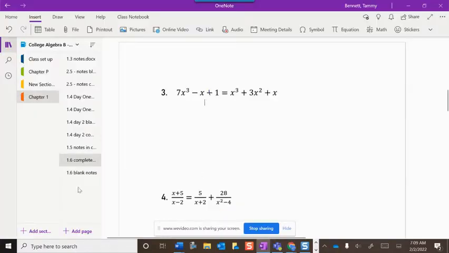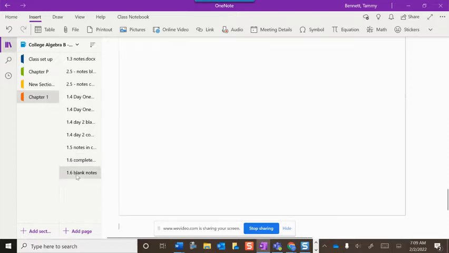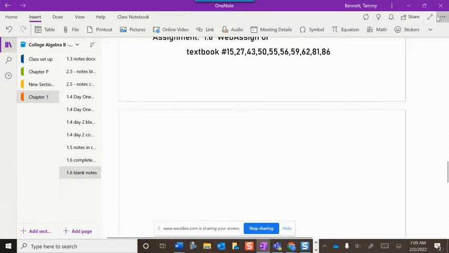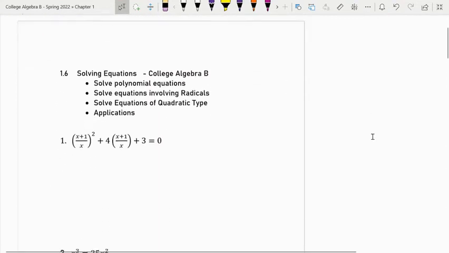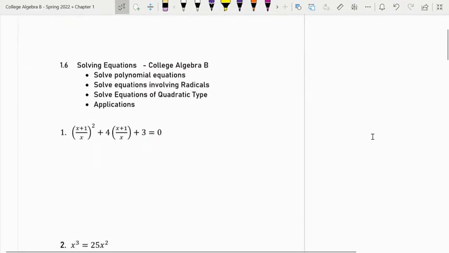All right, so these are the notes for 1.6. Start at the top. Today we're going to be solving polynomial equations, solving equations with radicals, solving equations of the quadratic type, and some applications.